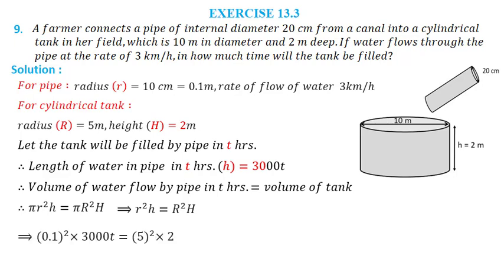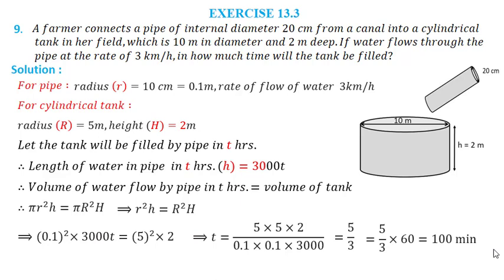I put the respective values first. Value of r is 0.1, so 0.1 square into 3000 t is equal to 5 square into 2. So I will keep t on the left hand side and move the rest of the terms to the right hand side. So I will get t equals 5 into 5 into 2 divided by 0.1 into 0.1 into 3000. Now this gives me the value of t as 5 by 3. Now this 5 by 3 is in hours, so better I multiply this by 60 and convert it into minutes. I get 100 minutes, right? So I will say that the tank will be filled in 100 minutes.